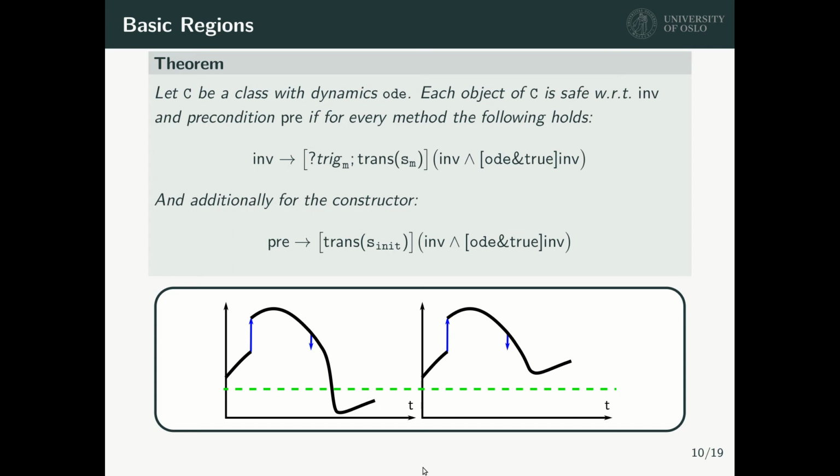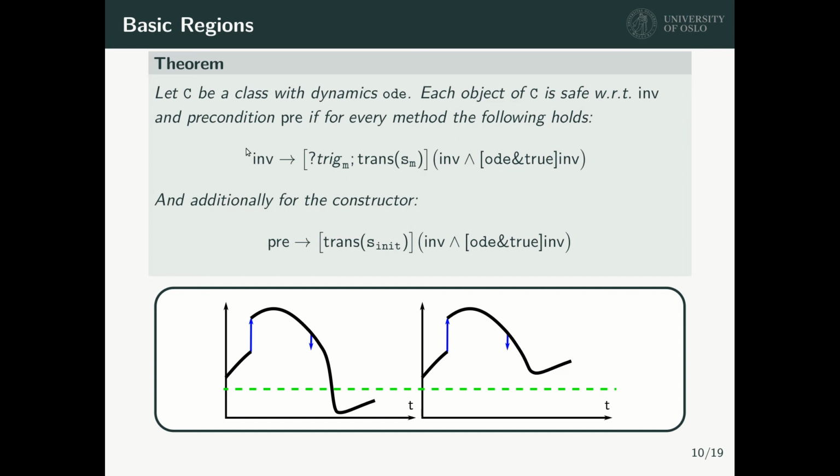So let's jump directly into it. Let's say we have a class, it has dynamics, it has a precondition in the sense of a precondition for the constructor, and it has an invariant. We need to prove for each method the following.